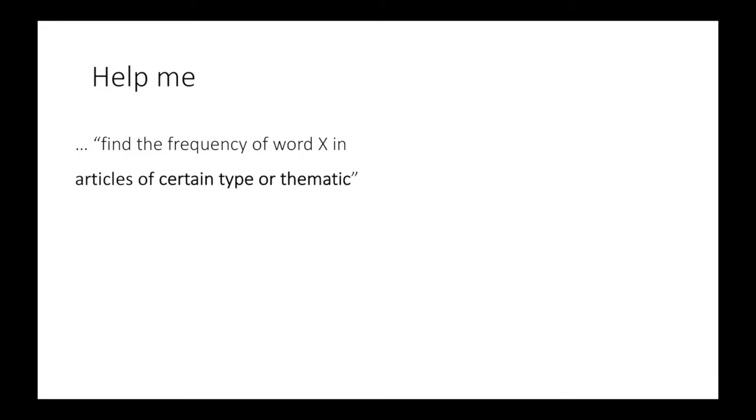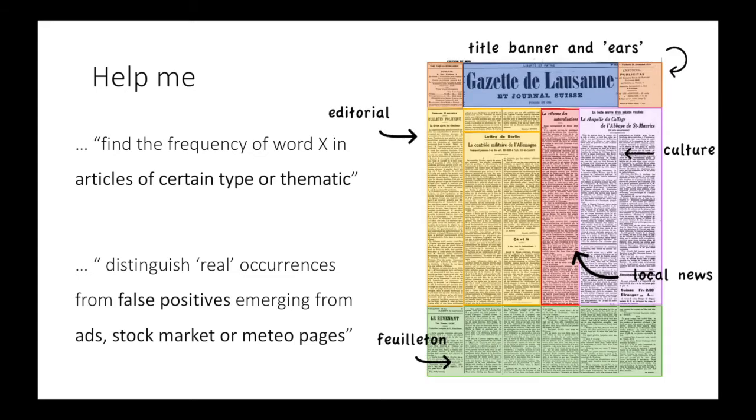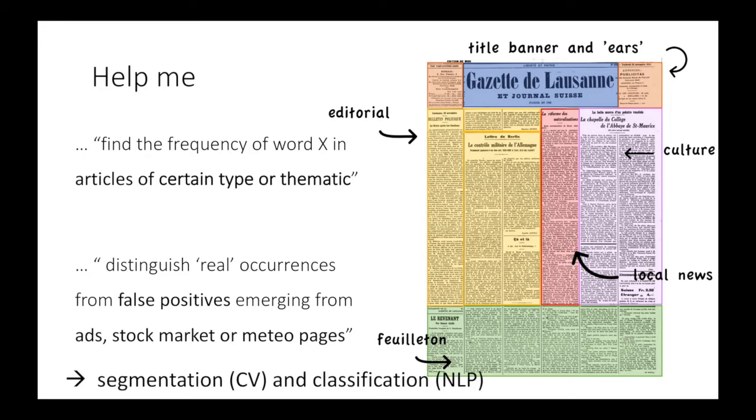Another request is: please help me to find the frequency of a word in articles or a certain type of thematic, or to distinguish the real occurrences from false positives emerging from advertisements, stock market or mailing pages. And for this, we will need to segment the images of newspapers and to classify them. We could rely for this on segmentation algorithms from computer vision and classification from natural language processing.